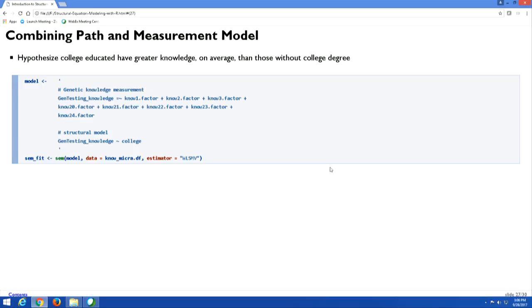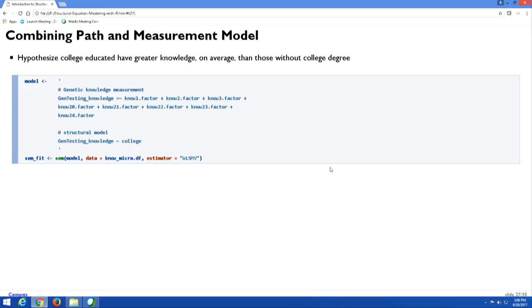And so say you have a study that hypothesizes that college-educated people have greater knowledge on average for multi-gene panel testing than those without a college degree. And Clement would be upset with me because I was not specific enough in my hypothesis here. And so I write out the model. The first part of the model is the measurement model, which you saw before. That hasn't changed.